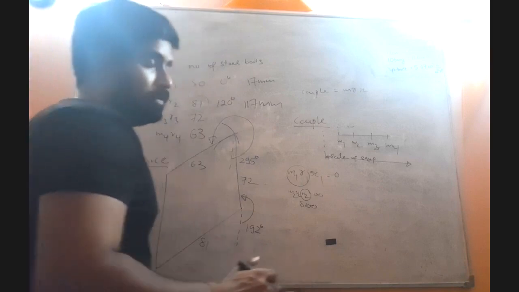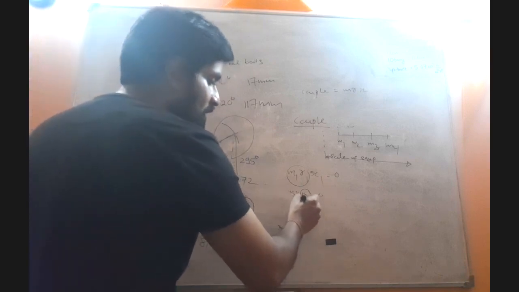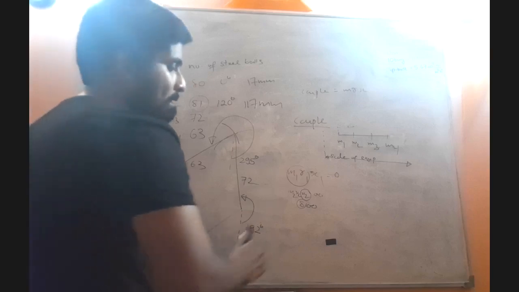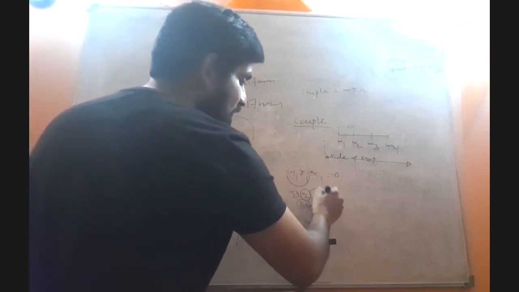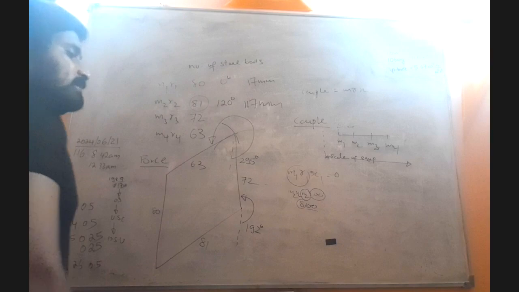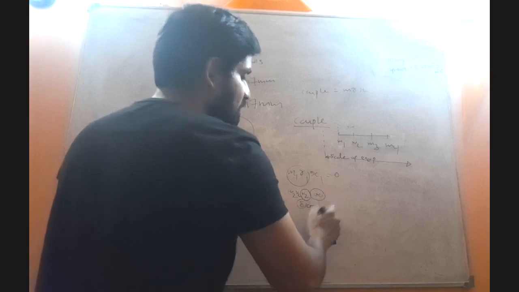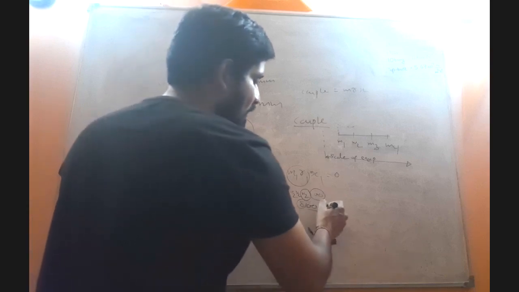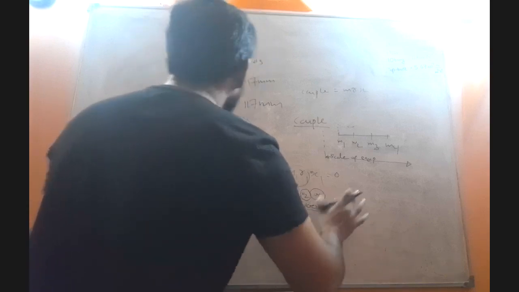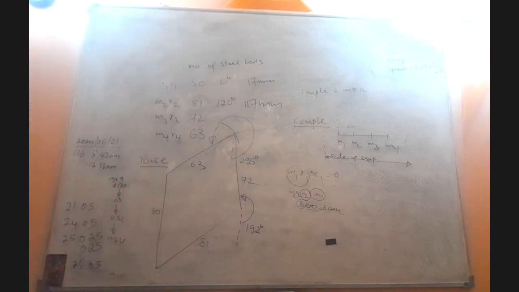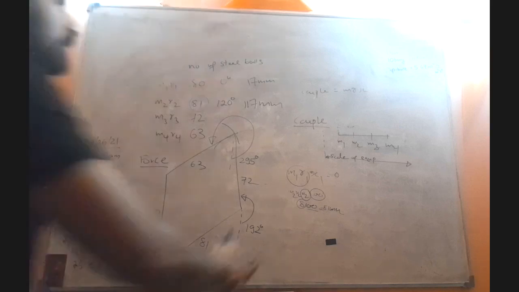Now be very careful. This 81, what is 81? Number of steel bolts. 100 comes from this distance. So let's say this larger value of 8100 is represented by 81 millimeters. So we have to have a very clear idea about the scale, right?